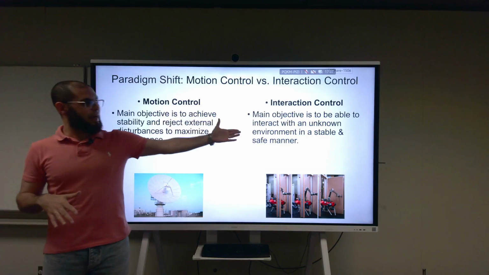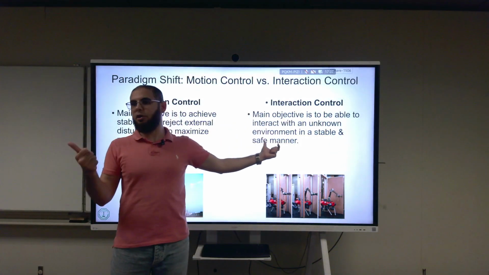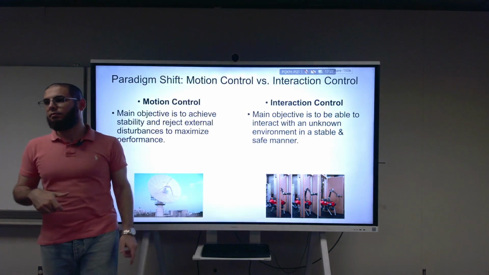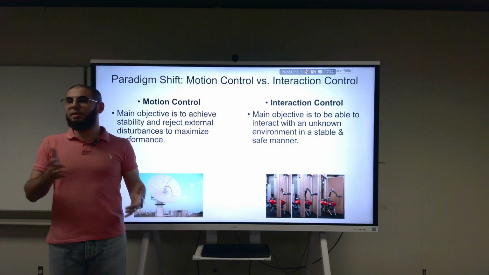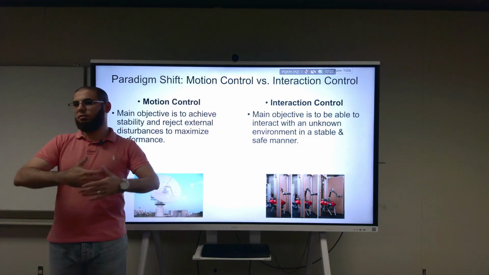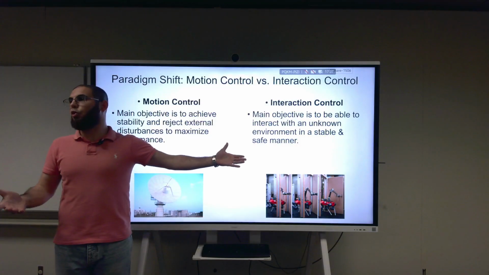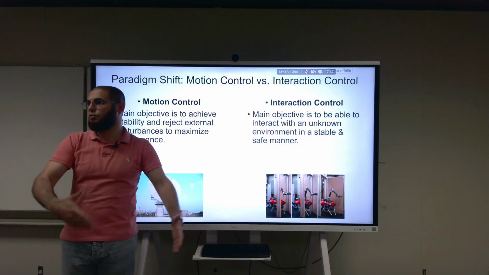If you want to do interaction control, the main objective would be to interact with an unknown environment, to be stable, and also to be safe. And safety is something different than stability. Stability means that I'm going to converge to some equilibrium point. But safety is something more. I'm not going to kill the person next to me if it's a human. I'm not going to break the environment. So it's something else.